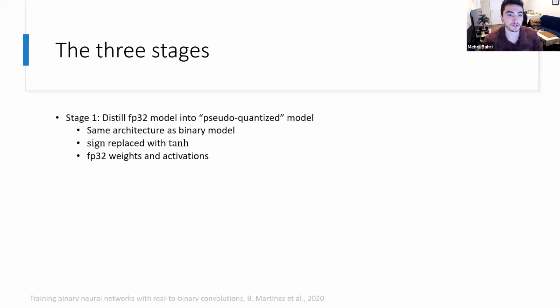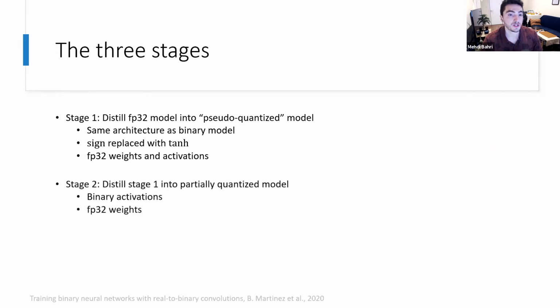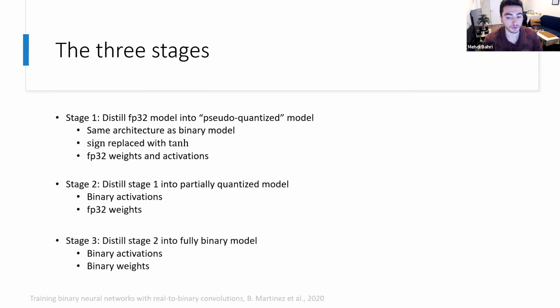So the 3 stages of the distillation are first to take the floating point model and to distill it into a pseudo-quantized model, which has the same architecture as the binary model, but where the quantizer is replaced by the hyperbolic tangent, and where we use floating point weights and activations. The second stage is to distill the first stage into a partially quantized model, where we first binarize the activations and keep the weights real valued. And finally, we distill this into the full binary model, where we use binary activations and binary weights.